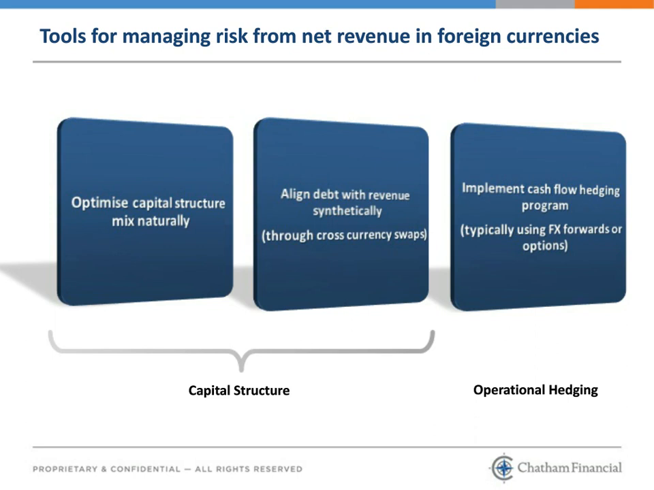The third box is with regard to implementation of a cash flow hedging program. So this is essentially once you take into the natural hedges and the considerations of the debt currency of your debt, the residual risk that derives from your operations would then be hedged by FX forwards or options, and actually forward contracts is one of the most commonly used instruments for companies to hedge their currency.